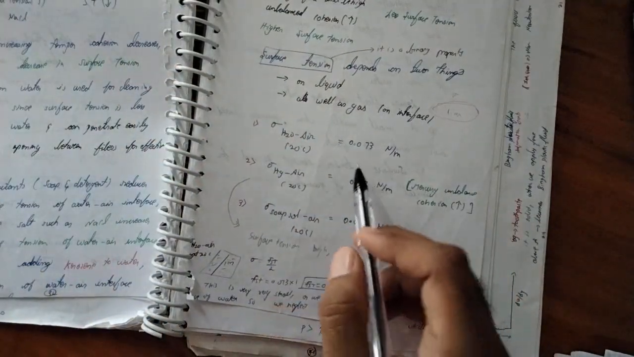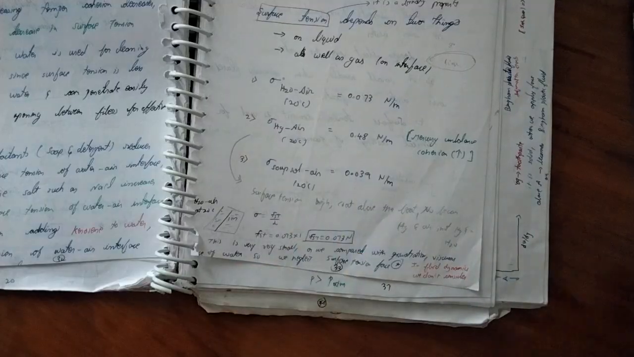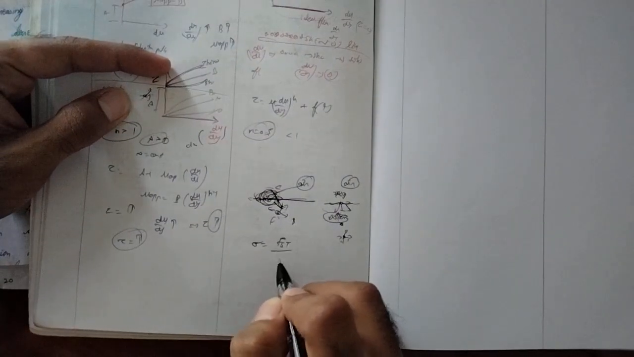Next, as mercury and air have so much surface tension, the other thing you can see is the formula I just mentioned: surface tension is equal to surface tension force divided by unit length.